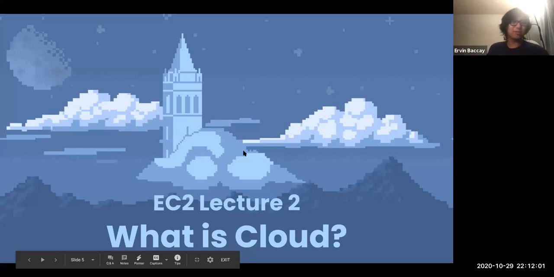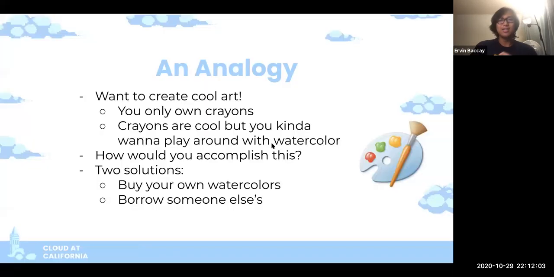Let's go ahead and get started with what is cloud. So an analogy: let's say that you want to make really cool art, but you only own crayons and paper. Crayons are really cool, and you could do a lot of cool stuff with them. But let's say you want to buy some really expensive watercolors in order to build out your dream portrait using watercolors. How do you do this?